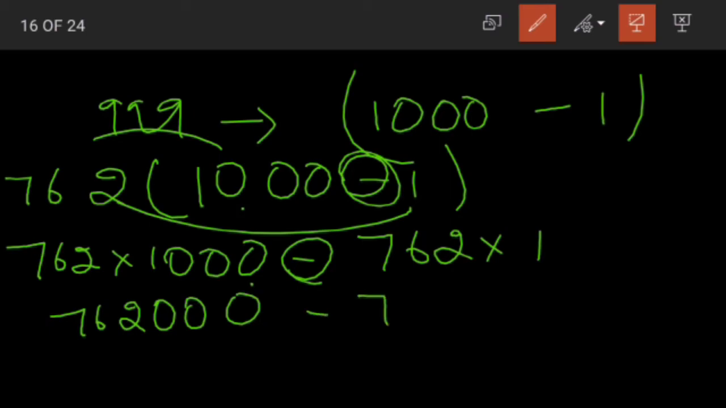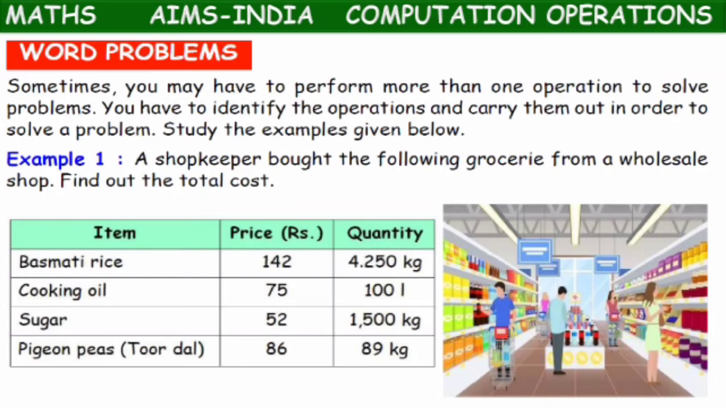7,62,000 minus 762. Yes children. Now when you subtract these both, you will get our final answer. Okay. Now these were the two methods of multiplying by 999. Now let us look at one word problem before we end our class.